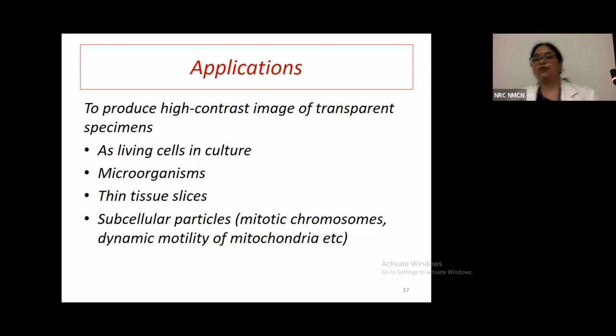The application of phase contrast microscopy is to get a high contrast image of transparent specimens like living cells in culture, to see microorganisms, or thin tissue slides, or a subcellular particle like a mitotic chromosome or the motility of a mitochondria, which can all be seen by the phase contrast microscope.